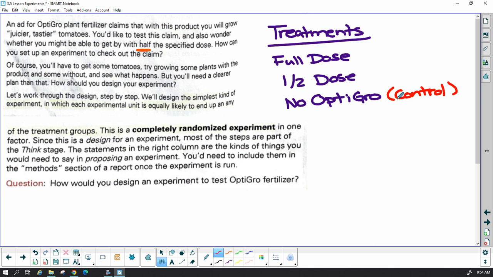We'll talk more about different factors in the next lesson, but a factor is the different things that you're trying to control for. We're only controlling for one thing right now, and that would be the level of fertilizer we get. So my factor is the fertilizer. And I don't believe it says how many tomato plants we have. Let's pretend there are 30. Let's pretend we have 30 plants.